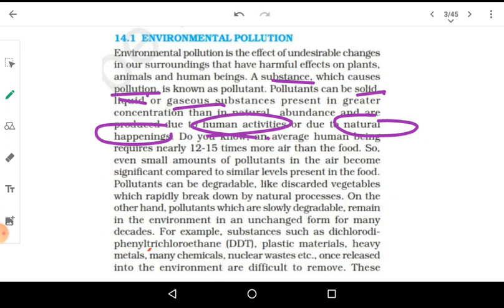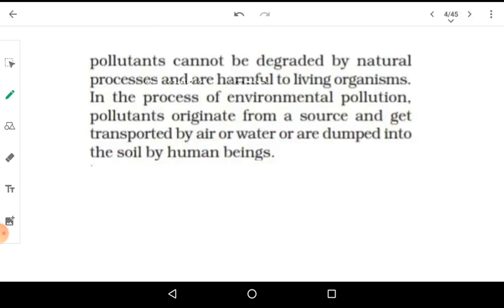Pollutants, we can divide into two on the basis of microbial action. The first one is known as degradable pollutants, and the other is known as non biodegradable pollutants. If we take the case of dichloro-diphenyl trichloroethane, which is DDT, that is an example of a non biodegradable pollutant. Why is it so? Because it is unable to be degraded by bacteria and other microbes.